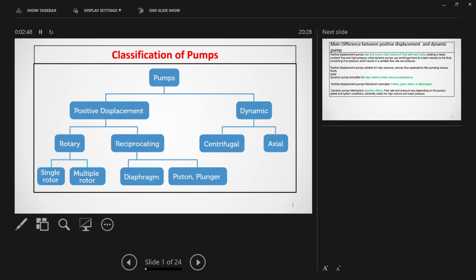Classification of pumps is of two types. One is called positive displacement pump, another one is called dynamic pump. Positive displacement pump can again be of two types, rotary and reciprocating. Reciprocating can be divided into two types, diaphragm type and piston and plunger type. Similarly, rotary can be divided into two types, single rotor or multiple rotor. Like this, dynamic pump can also be divided into two types, centrifugal and axial.